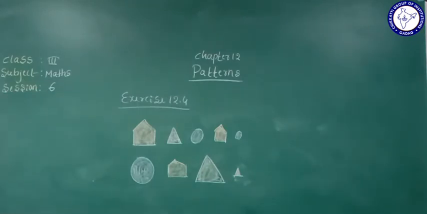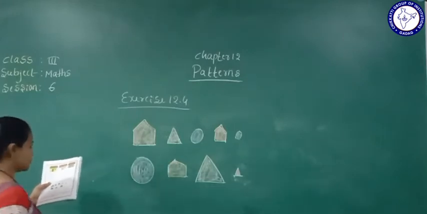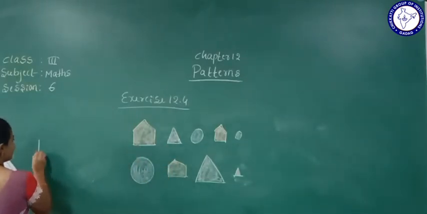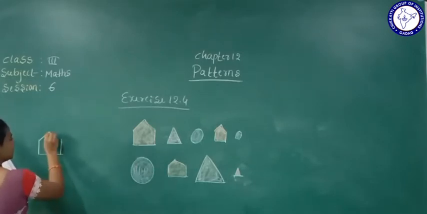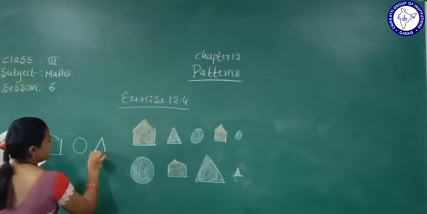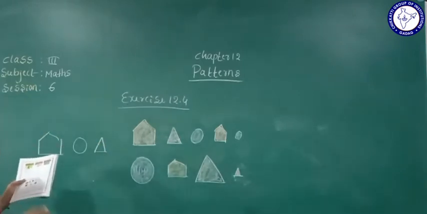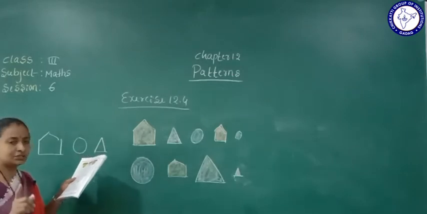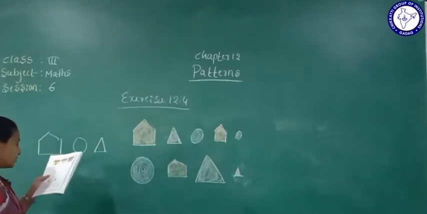Draw the pattern of different shapes. Here one is a different shape, we'll draw that first. That is the first question. And here is another different shape, and here is another different shape. We'll draw the first question: draw a pattern of different shapes. I'll draw a pattern of different shapes here.